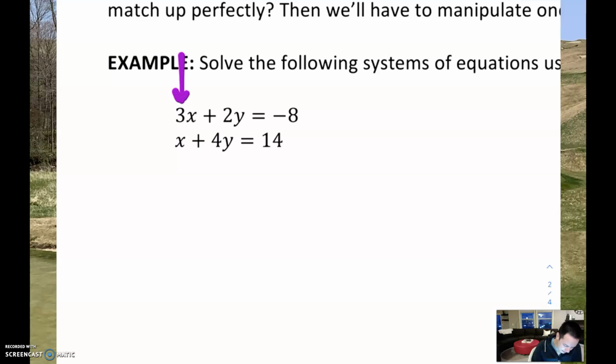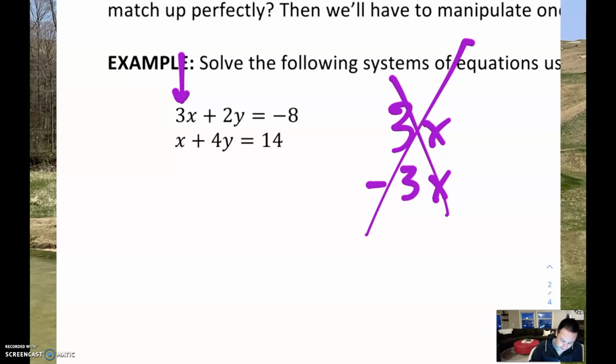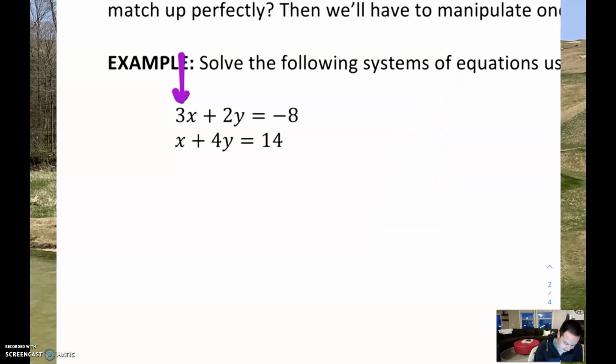And you'll notice, if I look at this 3x, I don't have the matching negative 3x that will cancel it out. Remember, if you see 3x and negative 3x, this would be great because they then just cancel out. However, all I see is 3x and x. They don't cancel. If I add them together, it equals 4x. I don't want that. So what I'm going to do is multiply the bottom row by a negative 3. So I'm going to put a little negative 3 here in parentheses, and it's going to be distributed to that entire row. And let's see what happens when we do that.